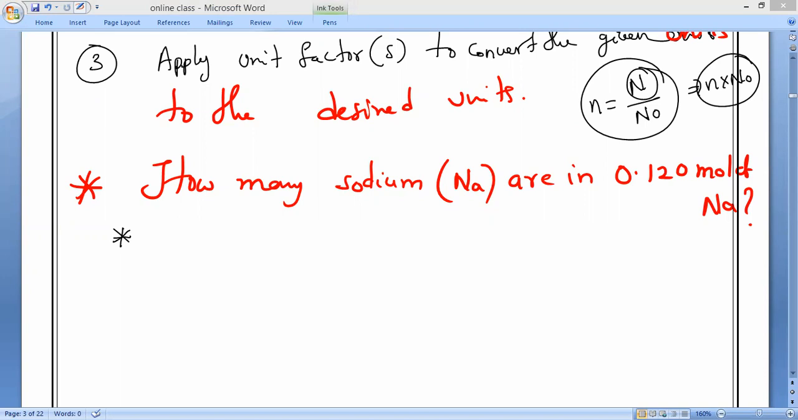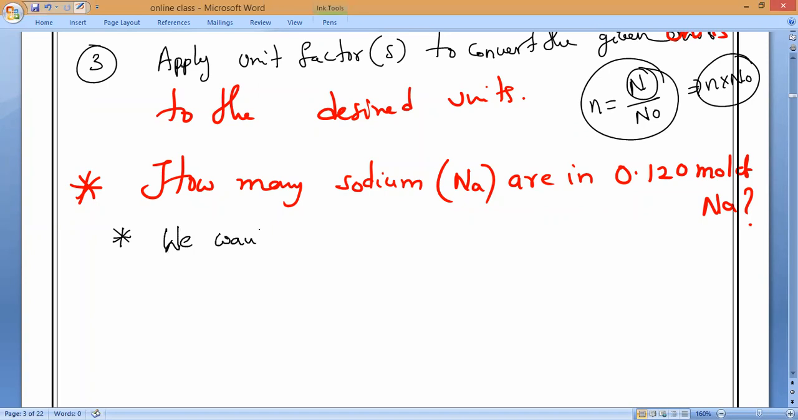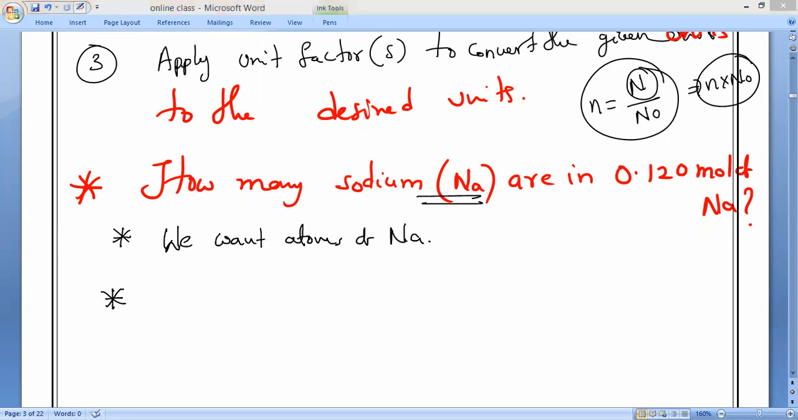We want atoms of sodium. Is it yes or no? Please respond. Yes, sir. Write it: we want atoms of sodium. That is the first unit requested. Is it clear? This is our aim. Is it yes or no, Gokul?